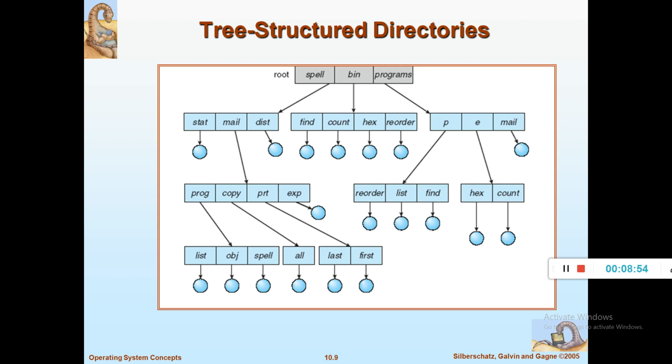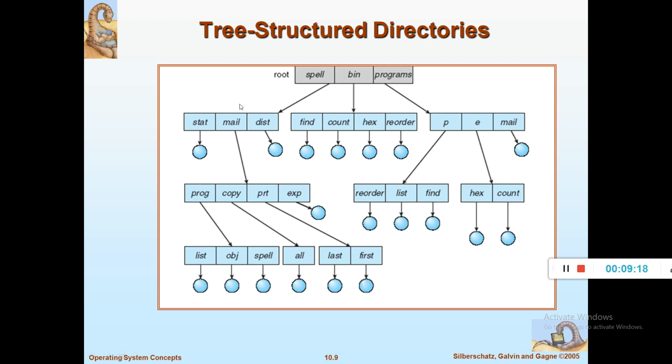So here we are going to consider the tree structure, which means we are going to organize the files in tree hierarchical structures. There is a root, as you have studied in data structures, then the subtrees, followed by more subtrees. The root is always a directory here. The root has directories, for example, spell is a directory, bin is a directory, and programs are directories.